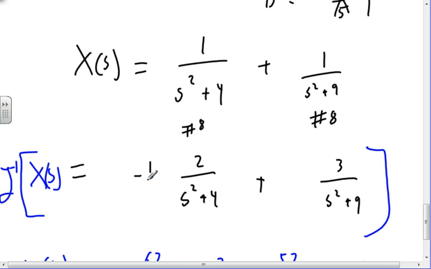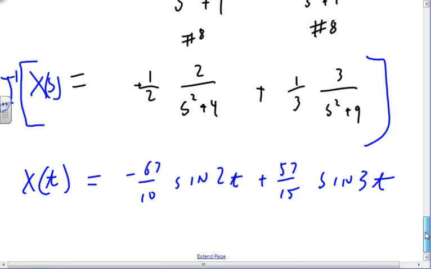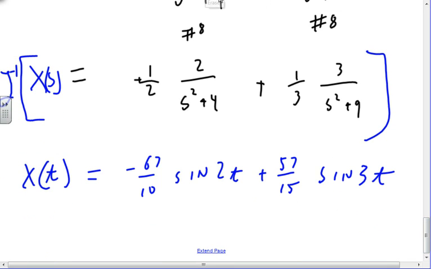This guy's 1/2. This guy's 1/3. And I've got one-half, 1/3, 1/2, 1/3, and were either of those guys negative? I hope not. Nope, they're both positive. So the answer checks with the back of the book. Excellent. All right. Well, that was fortunate.